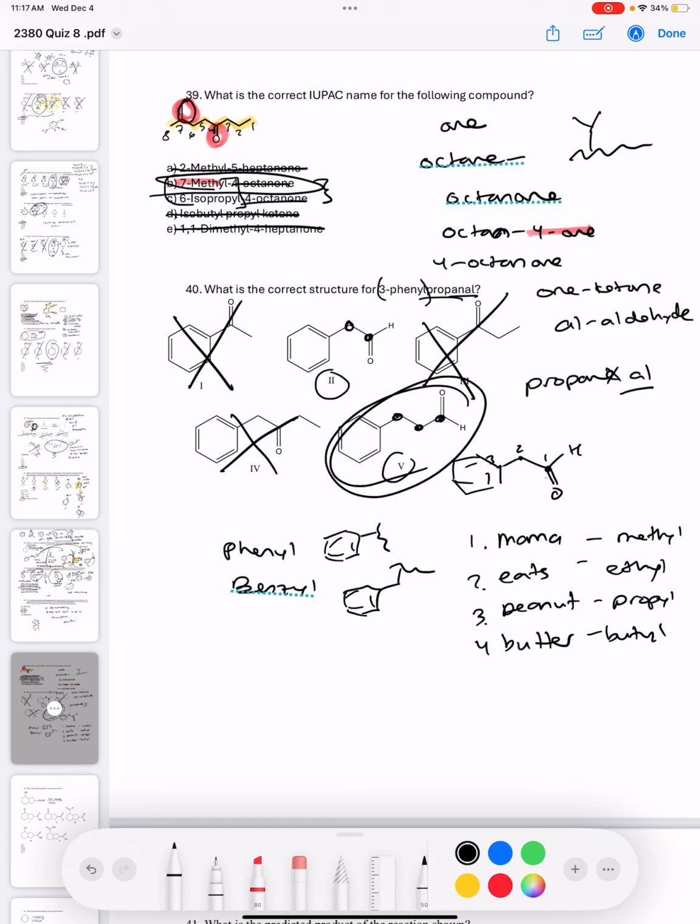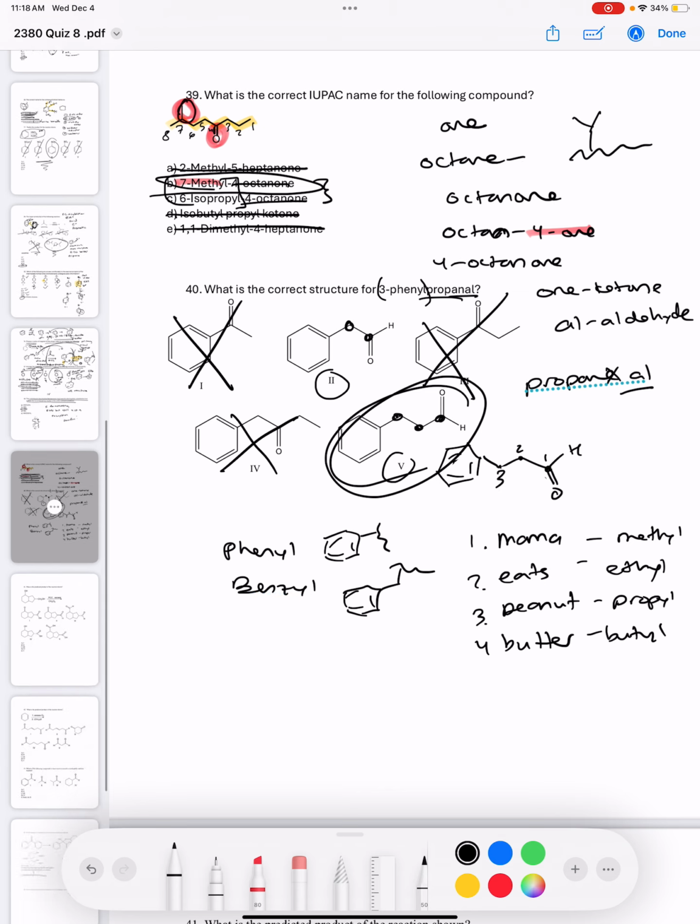And I actually drew it wrong here, where I drew it. I lost one of my carbons. On the 3rd carbon is where the group should be attached. So it should look like this. So I actually drew it wrong initially. 1, 2, 3 carbons. So answer choice E should be the right answer.